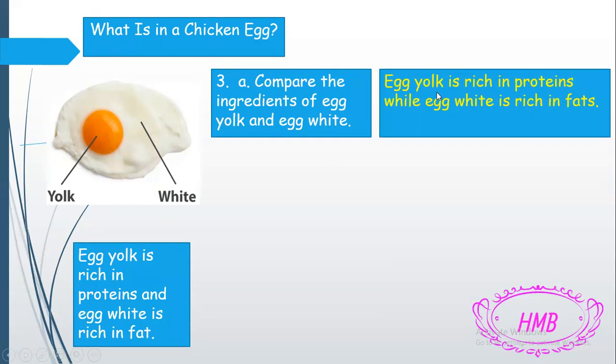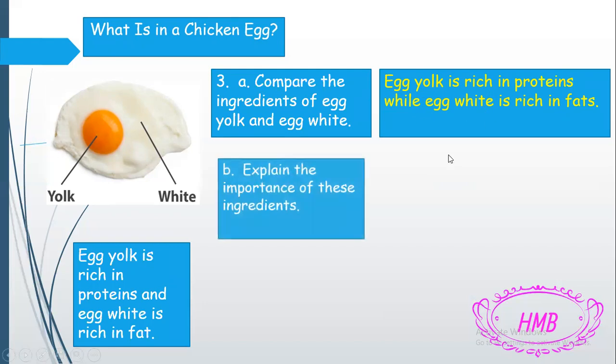So the answer would be egg yolk is rich in proteins, while, don't forget the connector, which indicates that we are talking about difference, egg white is rich in fats. We cannot say and, because we write it when we talk about both. What do they have in similarity? So here I just pick out from the passage the components, okay?